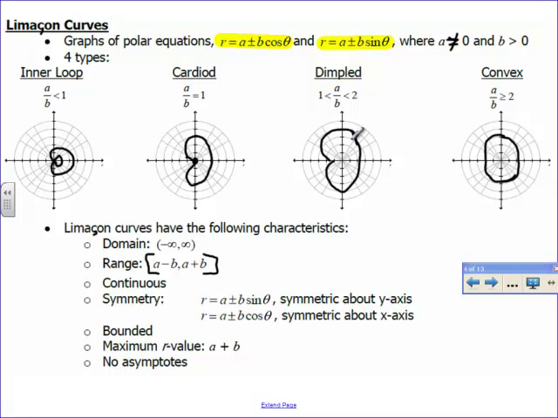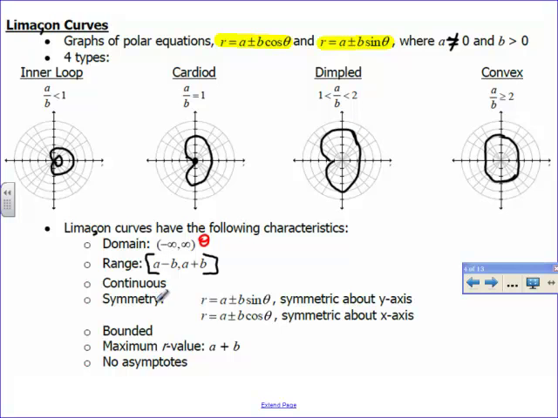Les Maisons curves have the following characteristics. Again, our domain, our theta values, we can plug in anything we want. Our range is a minus b to a plus b. And again, you need to ignore the plus or minus that's in between. You use the number b and the number a, and that's it, whatever values they come in. Every Les Maisons curve is continuous. You notice as I drew those, with the exception of my poor drawing and having to go back and fill in, I could draw it with one pencil swoop.